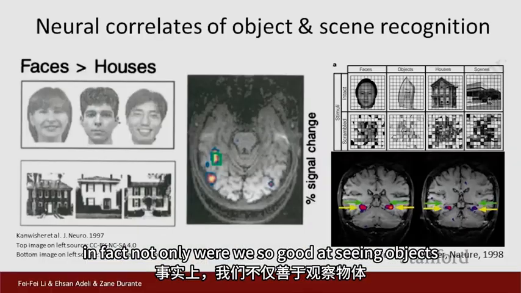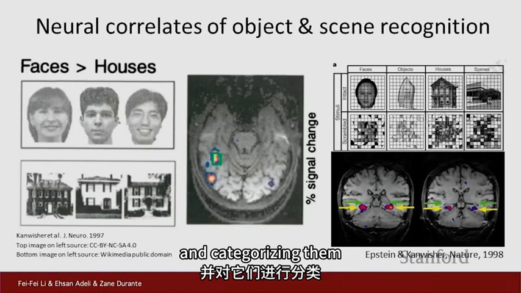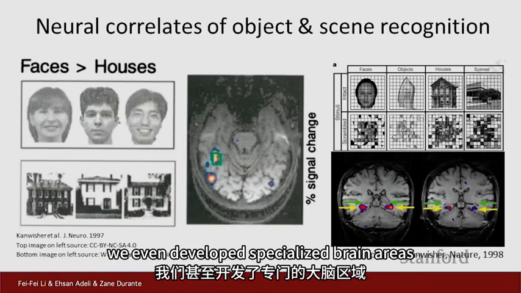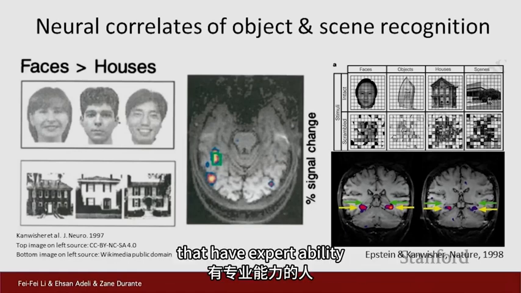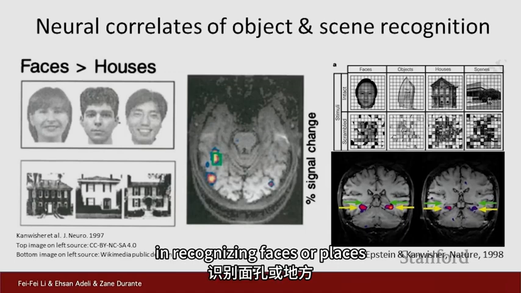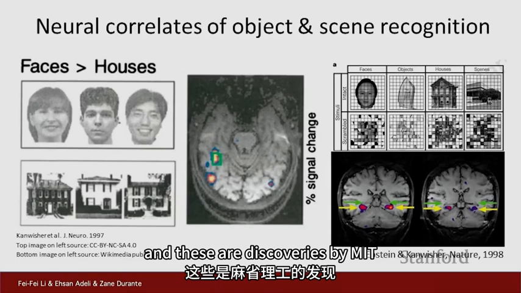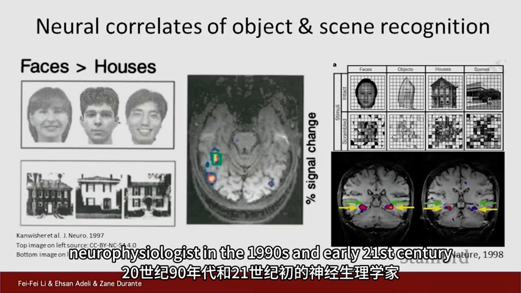In fact, not only are we so good at seeing objects and categorizing them, we even develop specialized brain areas that have expert ability in recognizing faces or places or body parts. And these are discoveries by MIT neurophysiologists in the 1990s and early 21st century.